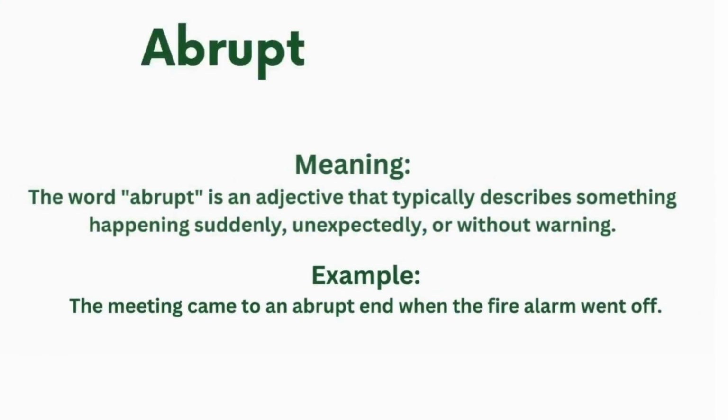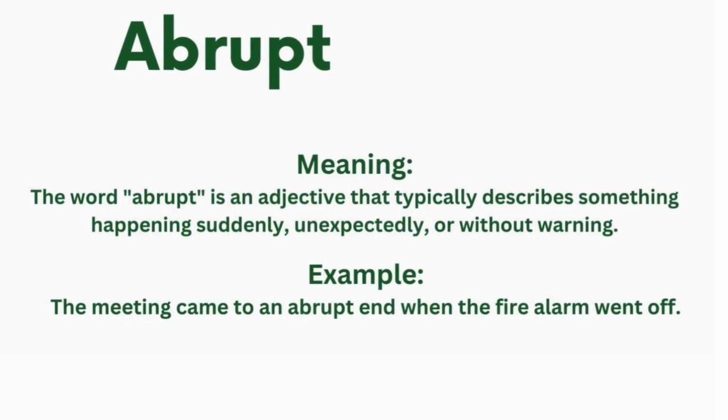Abrupt. Meaning: the word abrupt is an adjective that typically describes something happening suddenly, unexpectedly, or without warning. Example: the meeting came to an abrupt end when the fire alarm went off.